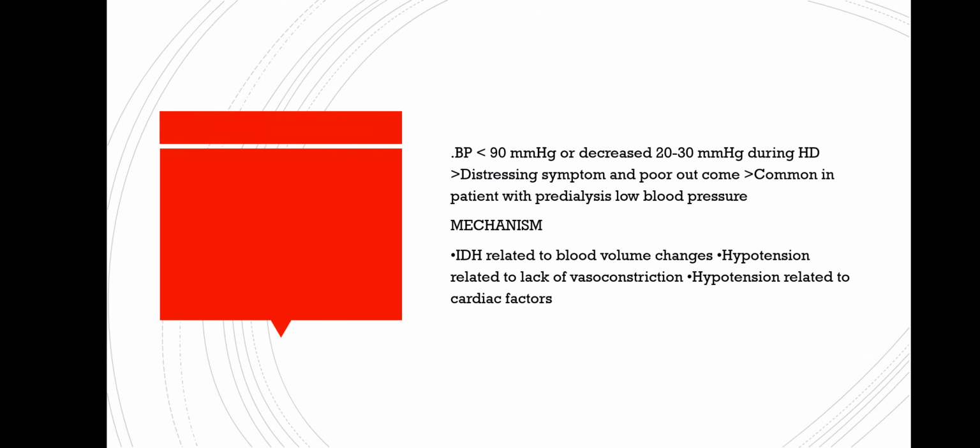BP decreasing below 90 mmHg or decreasing 20 to 30 mmHg during HD. Then another point is that distressing symptoms and poor outcome are common in patients with pre-dialysis low blood pressure. Then the mechanisms: intradialytic hypotension related to blood volume changes, hypotension related to the lack of vasoconstriction, and hypotension related to cardiac factors. Thank you.